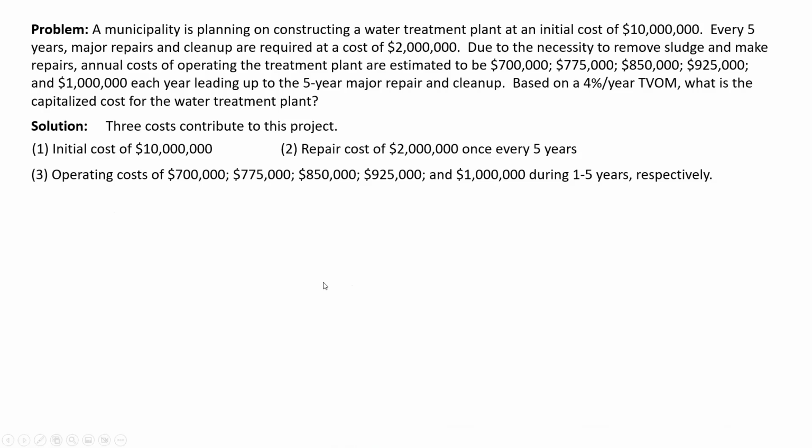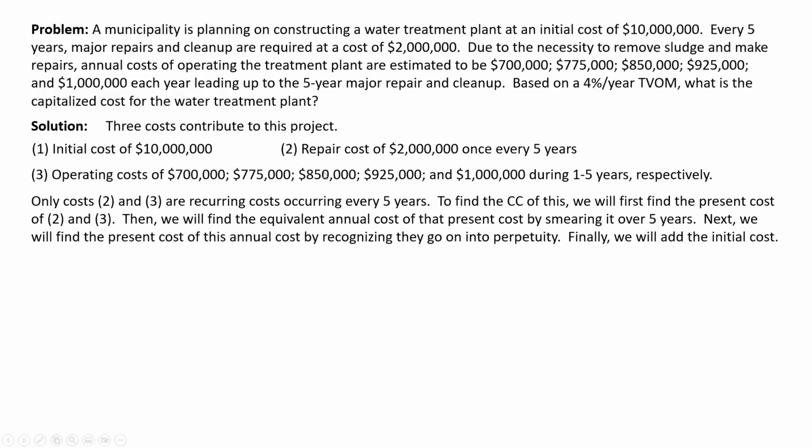So what do we do? Well, only costs 2 and 3 are recurring costs occurring every 5 years, right? To find the capitalized cost of this, we will first find the present cost of 2 and 3. In just one period, what is the present cost of the 2 million at 5 years? What's the present cost of 700, 775, all of this at t equals 0? And then we will find the equivalent annual cost of the present cost by smearing it over 5 years. We know those are the annual costs that will go on not only from 1 through 5 years, but also from 6 through 10 and 11 through 15 and so on. So that will keep on going for infinity. That's the strategy. As long as you understand that, you're in good shape.